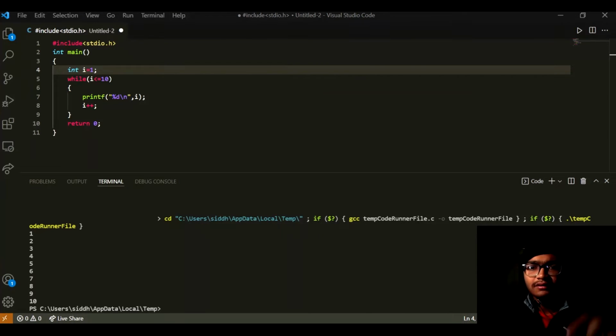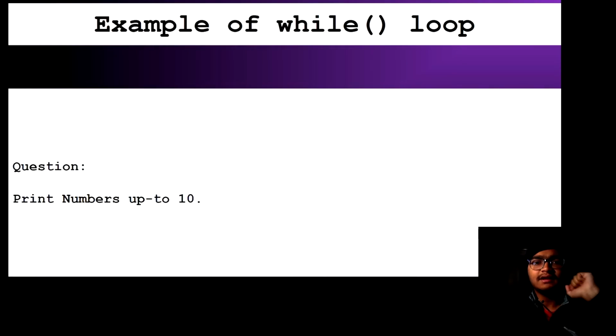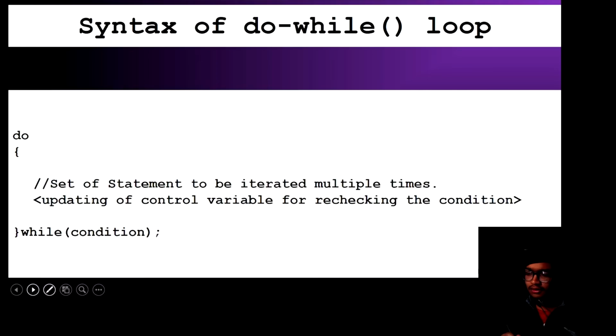Okay, so let's now go back to the theory part again, and let's see what we have next. So we are back in here at our while loop part. We learned the use of while loop, and let's see the next question we have. We have the syntax of do while loop. So what is the do while loop?